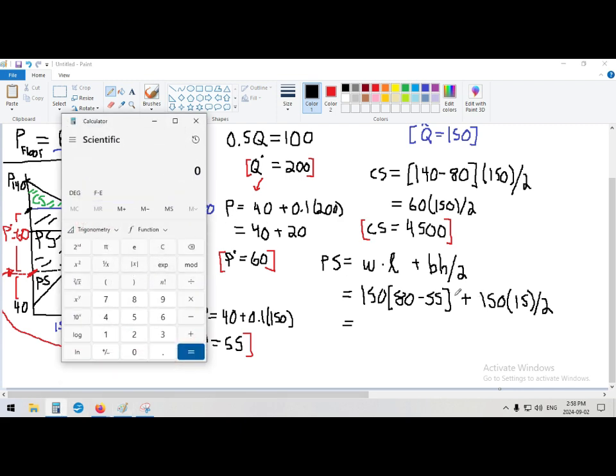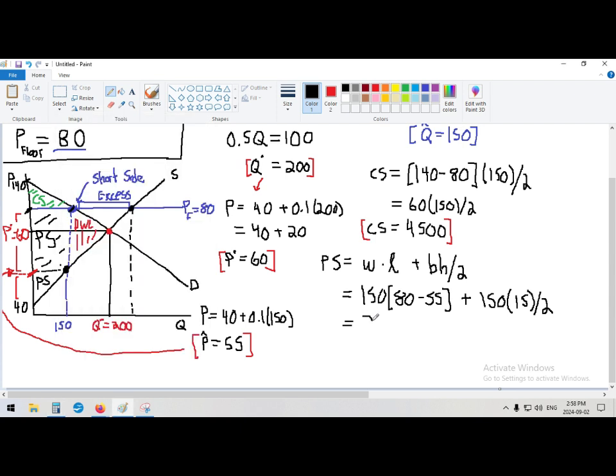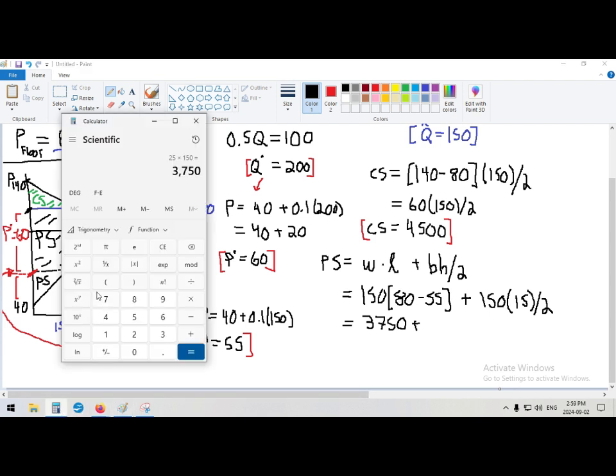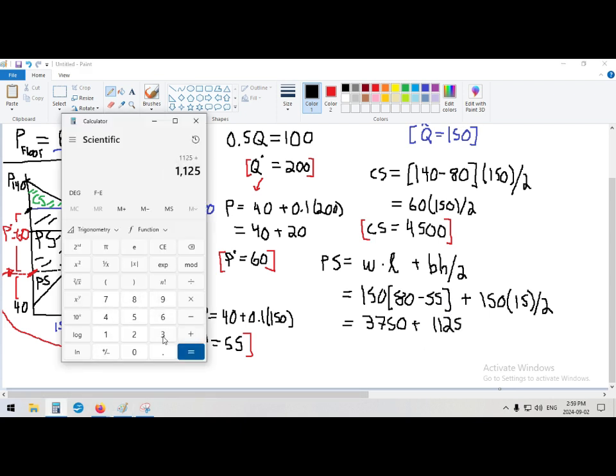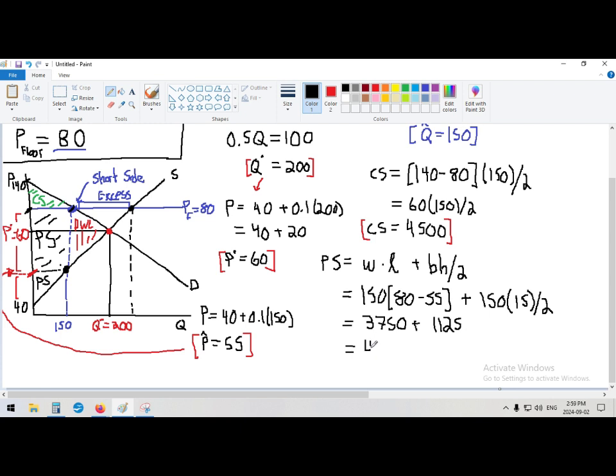So let's see, what do we get here for the first part? So we have 80 minus 55, and then times 150. So it'll be 3750 for the first part. And then the next part, we're going to have 150 times 15 divided by 2 is 1125. So let's add those two up, and we get 4875. So that's going to be the new producer surplus.